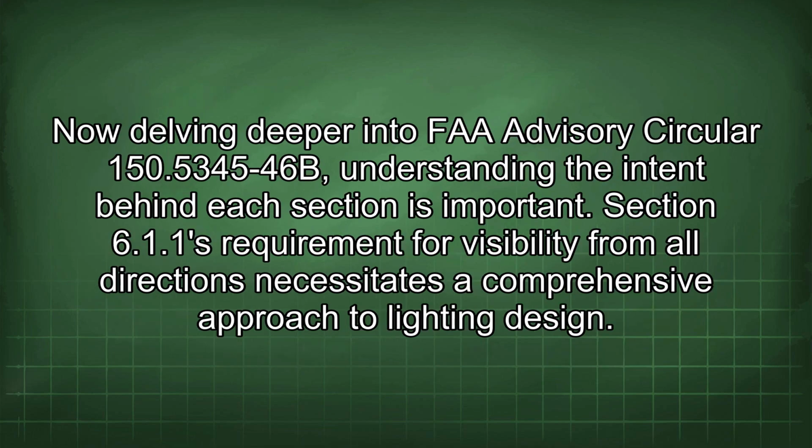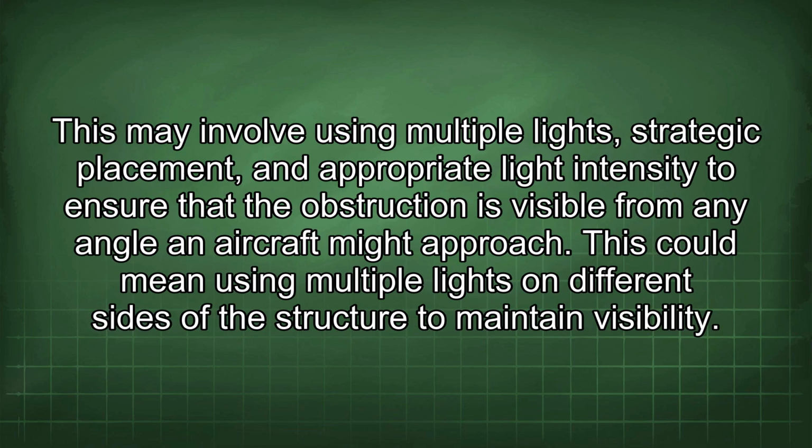Now delving deeper into FAA Advisory Circular 150/5345-46B, understanding the intent behind each section is important. Section 6.11's requirement for visibility from all directions necessitates a comprehensive approach to lighting design. This may involve using multiple lights, strategic placement, and appropriate light intensity to ensure that the obstruction is visible from any angle an aircraft might approach. This could mean using multiple lights on different sides of the structure to maintain visibility.